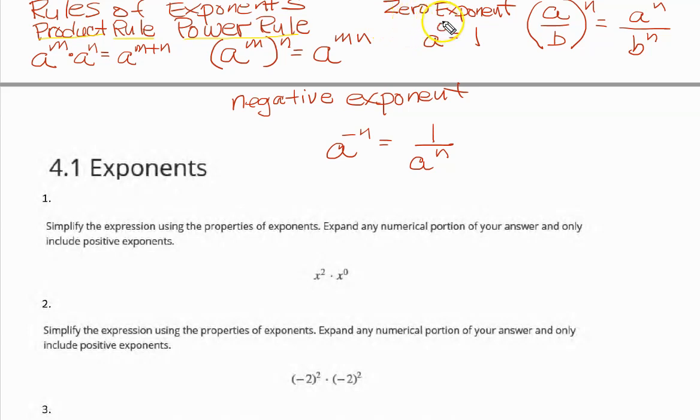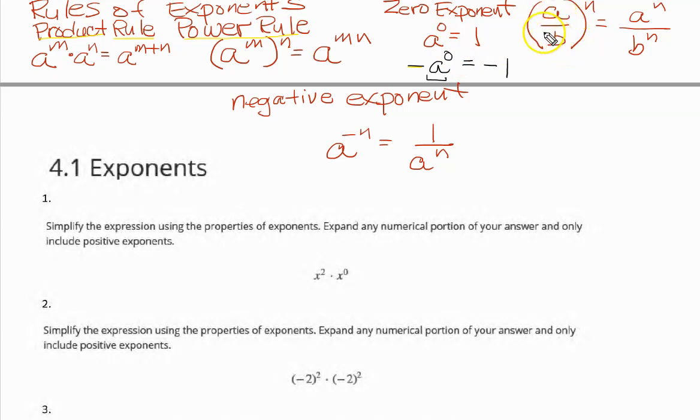Another, the zero exponent. Anything to the zero power is 1. Now you have to keep in mind, if you had a negative a to the 0 power, that's not 1. Now the base is this a, that's 1, but then you need to apply the negative, so this would be a negative 1. That's a little tricky. And again, we reviewed this in our flipped classroom video notes.